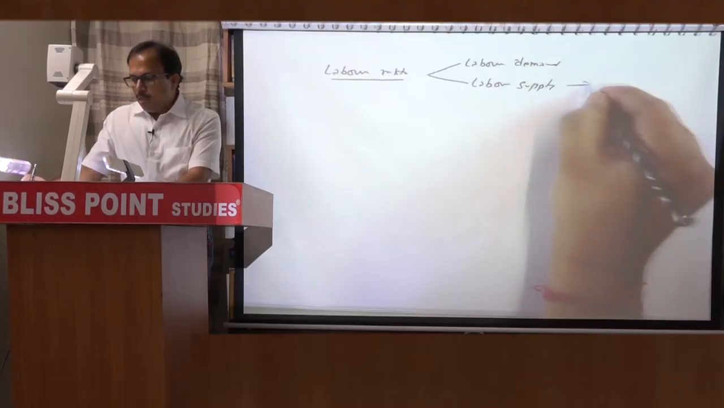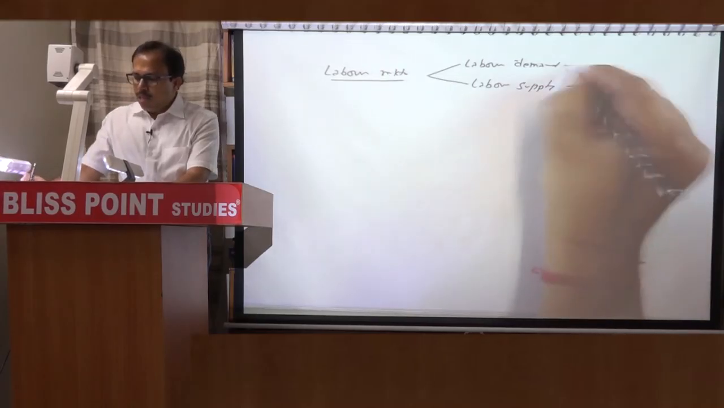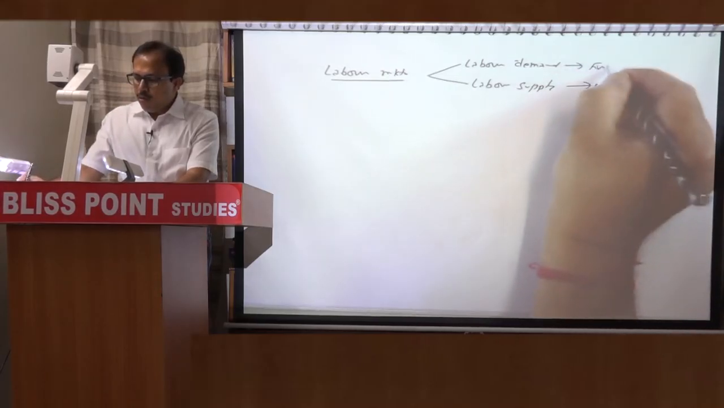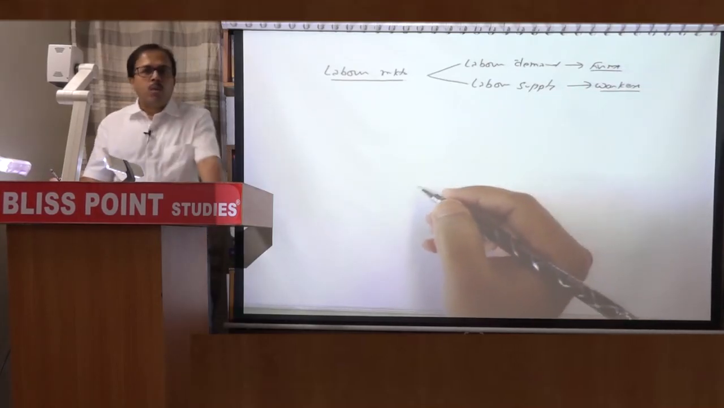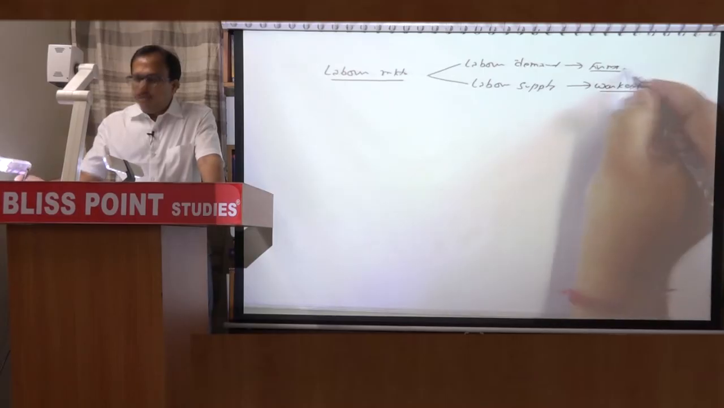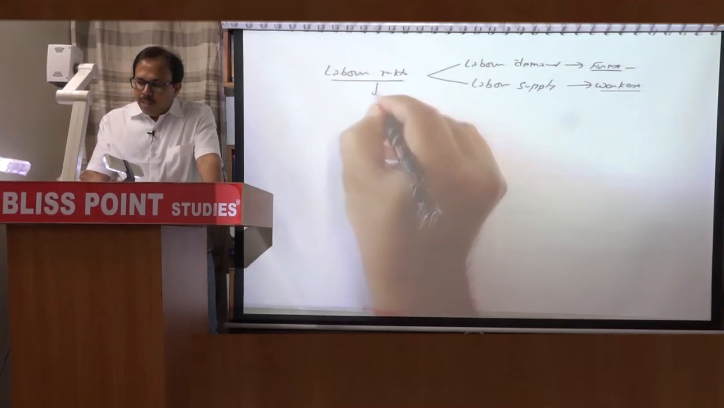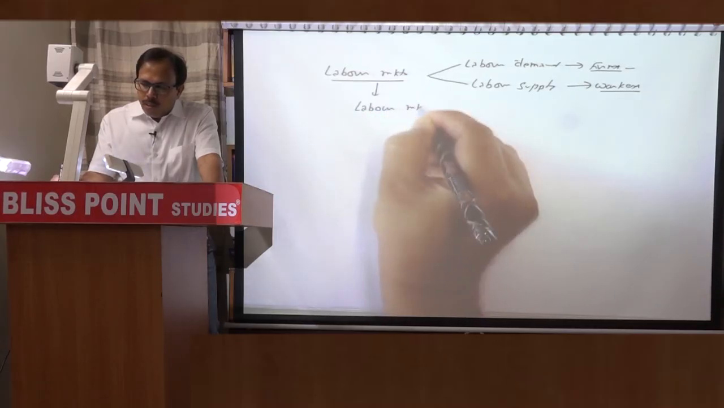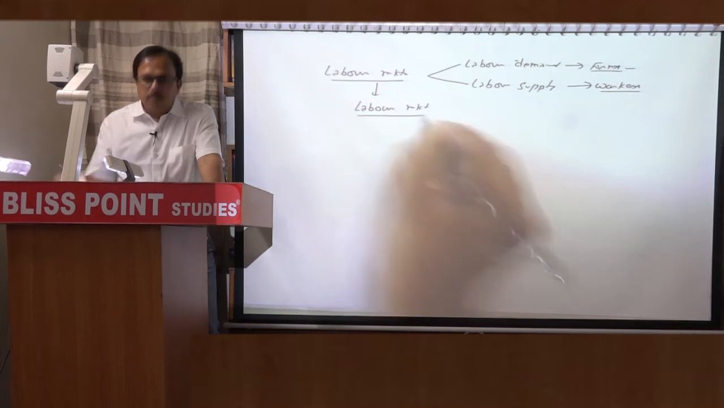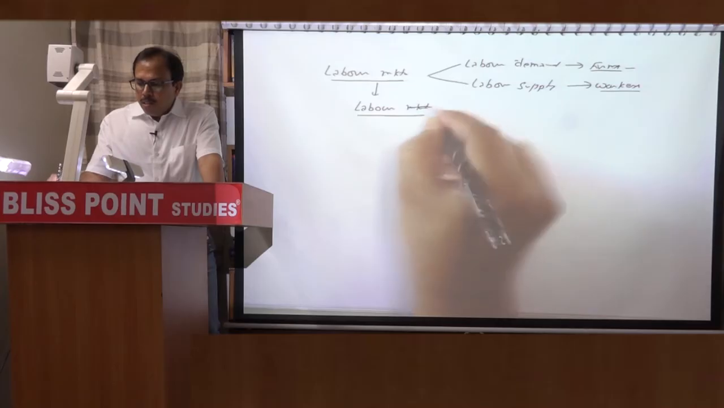Remember, labor will be supplied by workers, households, but labor is demanded by firms, and we are assuming that both will be optimizing their own objective. So what is the objective of the firm? The objective of the firm is to maximize the profit. So in the labor market, first focus on labor demand. Don't write, just see here. In the labor market, we are discussing labor demand.